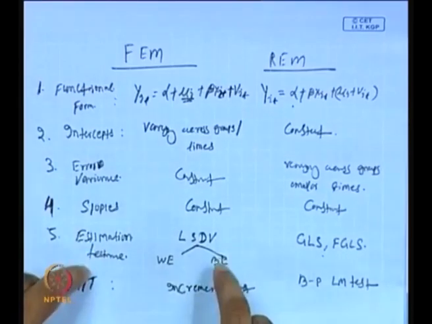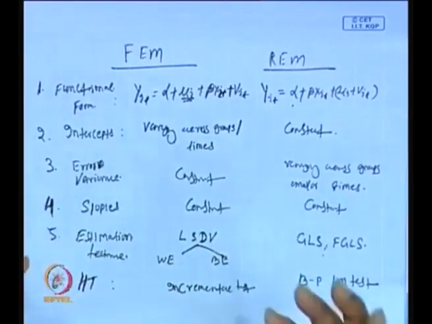Okay, with this basic difference between the random effect model and the fixed effect model, we proceed to the estimation process of the panel data setting. How can these techniques be used, what are the estimation procedures, and how do we arrive at the estimated outcome? That we have to discuss here.